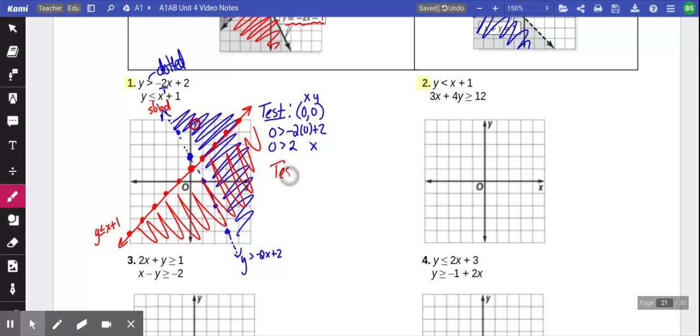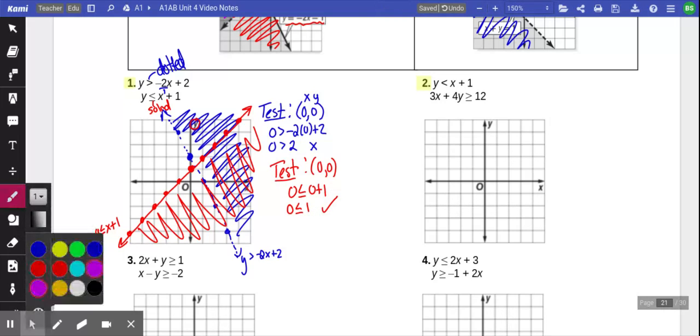Or formally, you can talk about the test and once again pick 0, 0 because that's a point not on the line and plug it in. Is 0 less than or equal to 0 plus 1? Is 0 less than or equal to 1? The answer is yes. So the origin is in our shaded region.